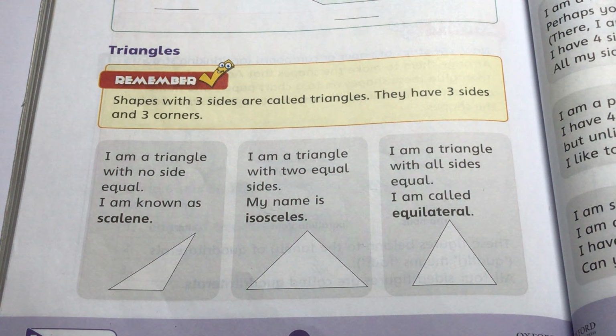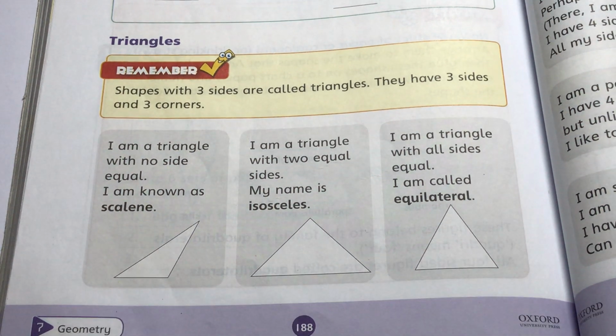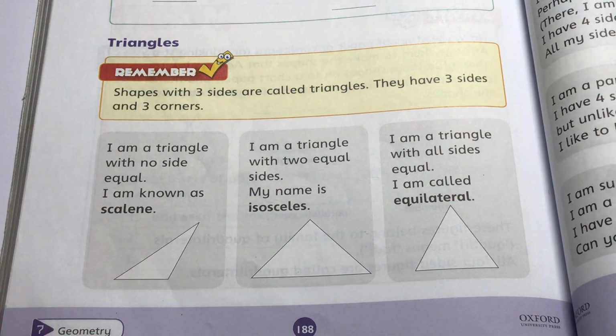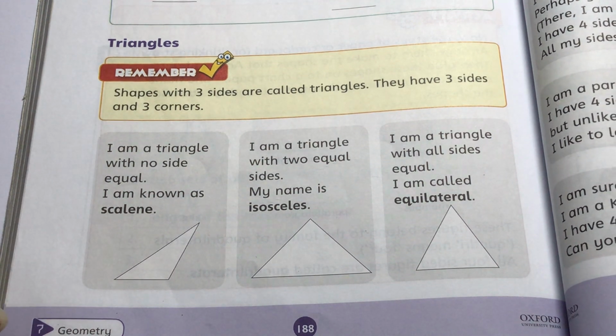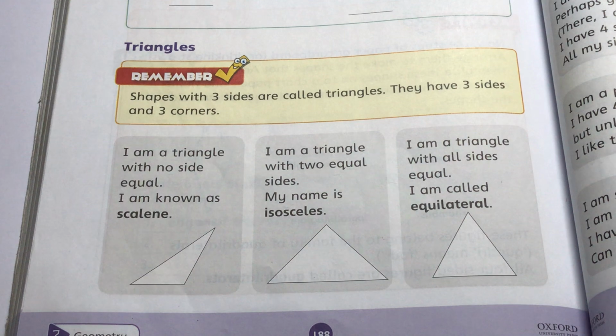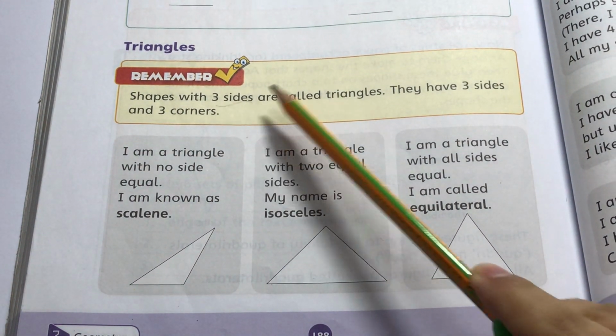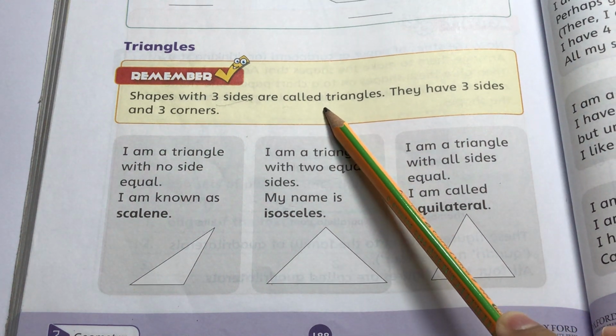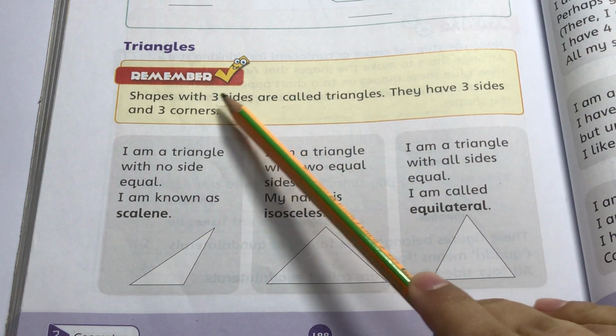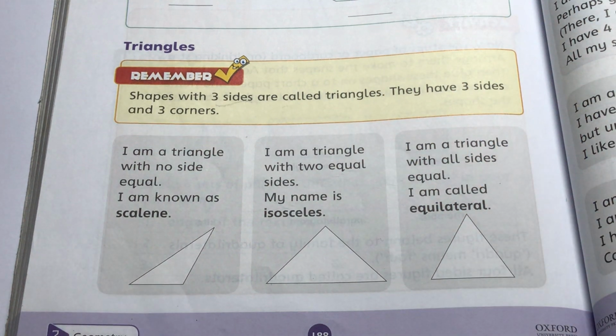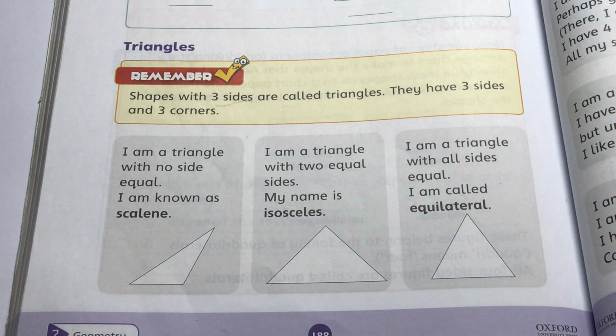Now let's start today's lesson, and today's lesson is about triangles and their types. So open your books first at page number 188 for better understanding. Students, as we have discussed in the class, a shape with three sides is called a triangle. A triangle has three sides and three corners.